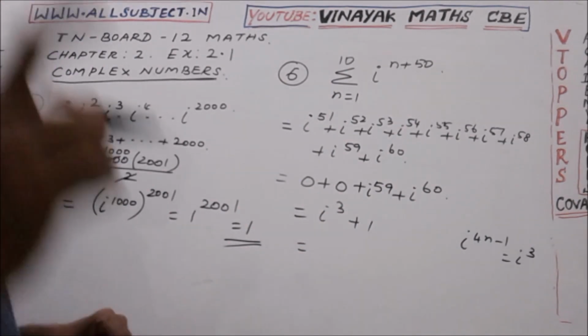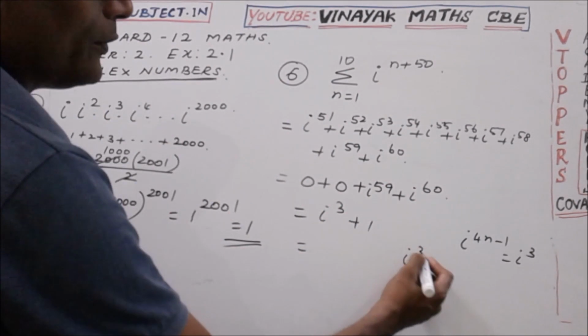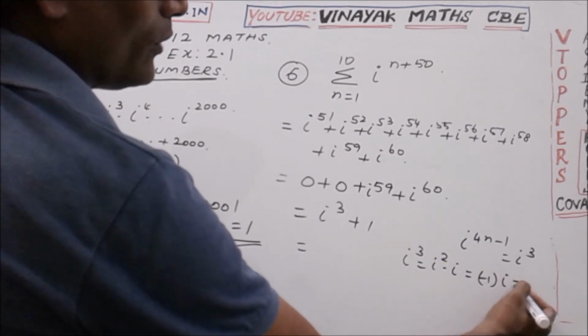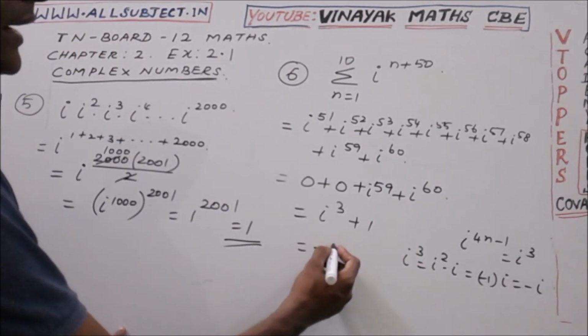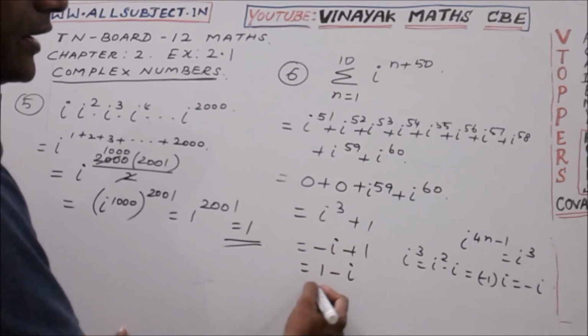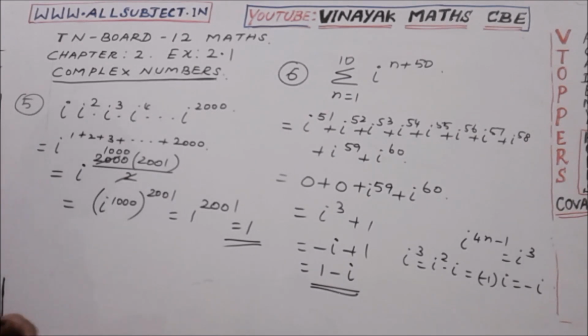i power 3 means i square into i, that is equal to minus 1 into i, equal to minus i. So minus i plus 1 is equal to 1 minus i. So the answer to question number 6 is 1 minus i.